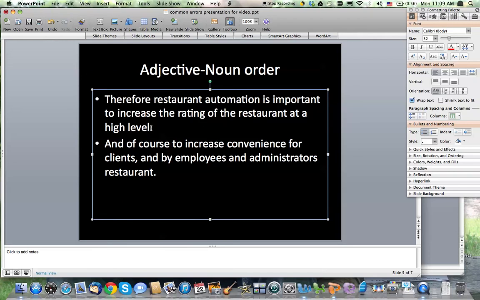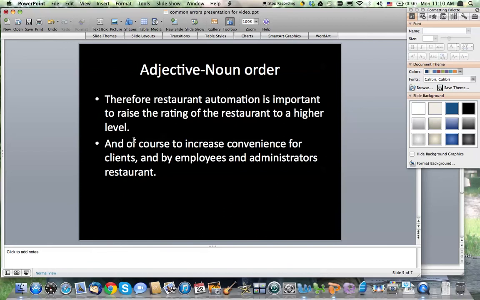Therefore, restaurant automation is important to increase the rating of the restaurant at a high level. This is not an adjective-noun issue, but we need to fix this little part here. So let's do it real fast. To raise, instead of increase, the rating of the restaurant to a higher level. Okay. Oops, sorry.